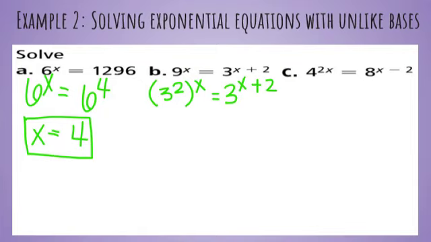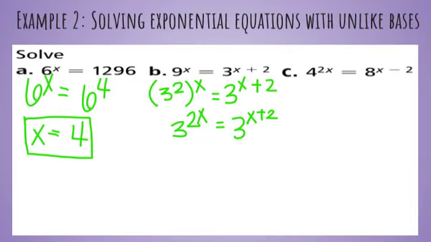So now I have 3 squared in place of the 9. And here I have a power to a power. When we have a power to a power, we need to multiply. So this becomes 3 to the 2x power. And then I'm going to bring down my 3 to the x plus 2 power.